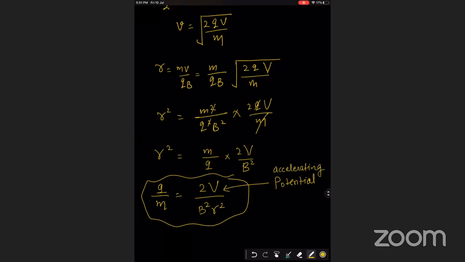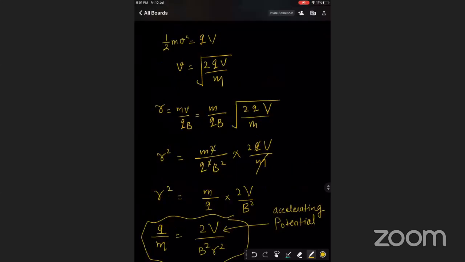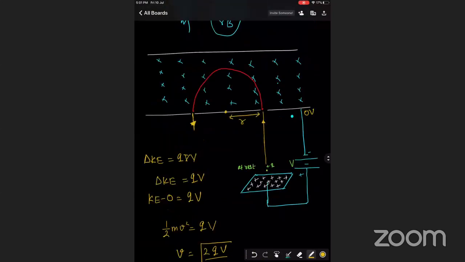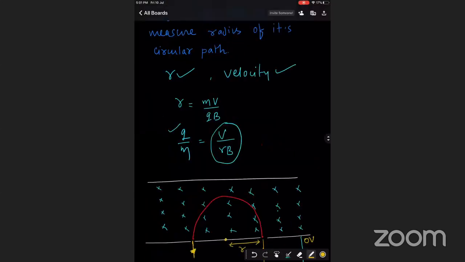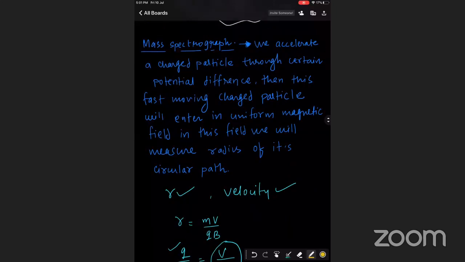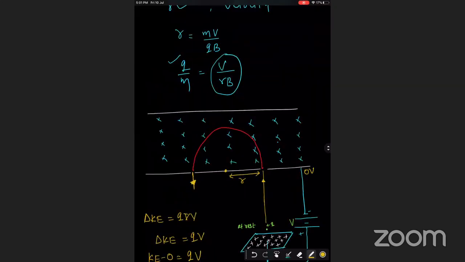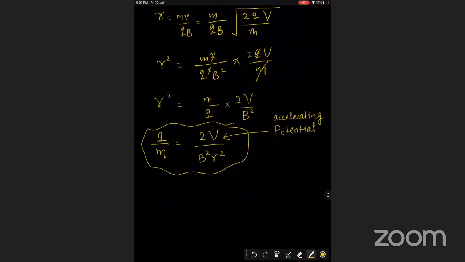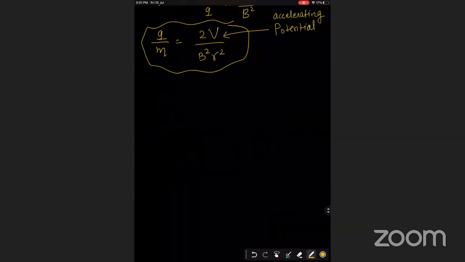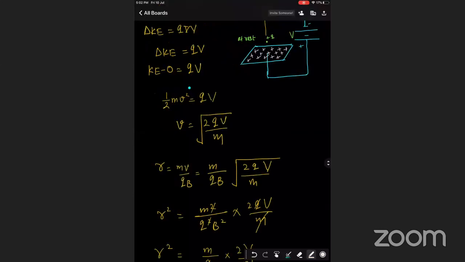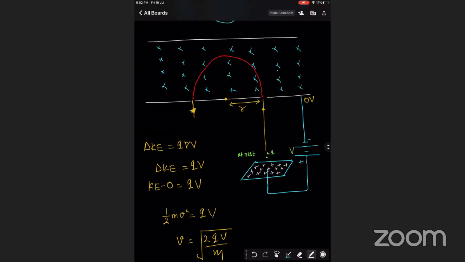Understood the use of this mass spectrograph? Yes, sir. Okay. If you have any doubt, please ask. Diagram made? Everything done? Written? Completed? Yes, sir. Okay. So this is how the mass spectrograph works. I told you about the velocity selector also. Now write the next topic: Lorentz force. Done?